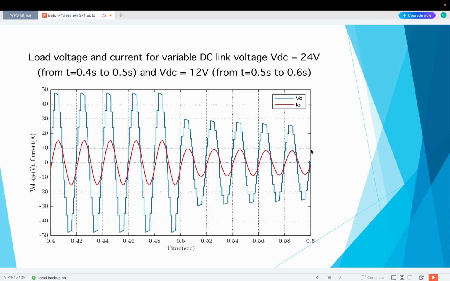The output voltage and current waveforms with a purely resistive load are shown in the figure. It is clear that the recommended converter can increase the source voltage magnitude from 24 volts to 48 volts.